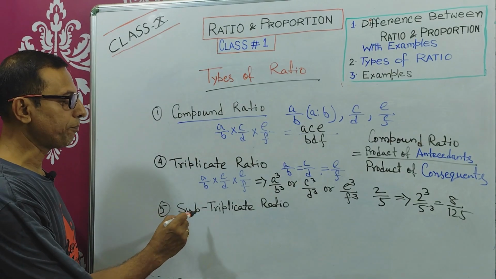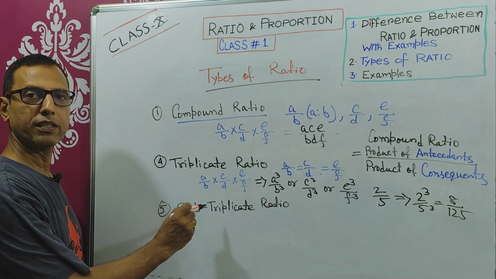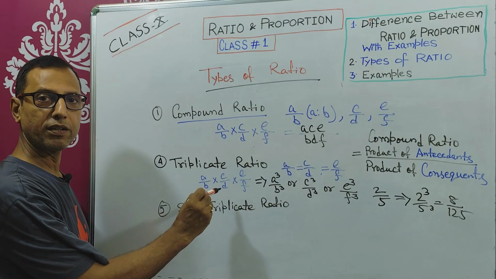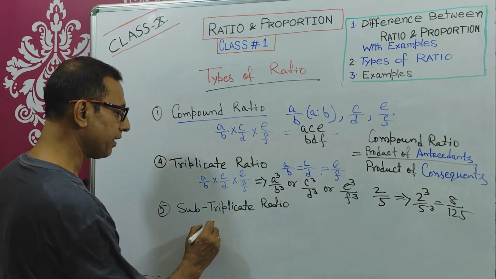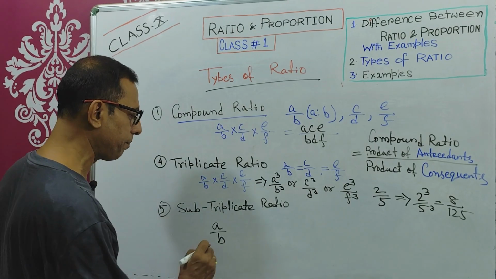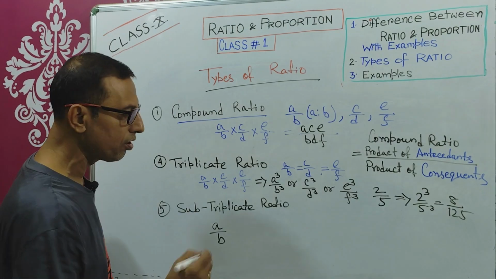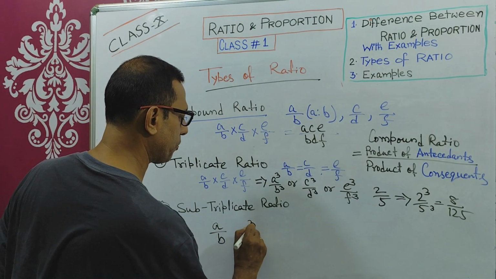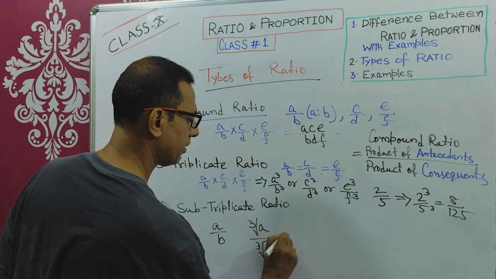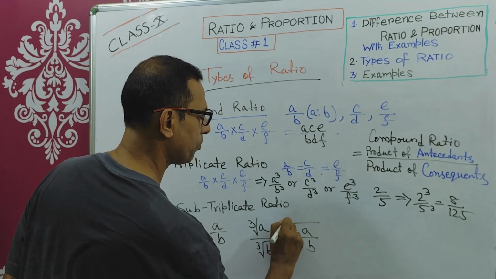Now similarly, the duplicate ratio is the square of the ratio, and the sub-duplicate ratio is the square root of the ratio. Similarly, for triplicate it is the cube of the ratio, and sub-triplicate is the cube root of the ratio. If the ratio is given as a by b, the sub-triplicate ratio is cube root of a by cube root of b, which equals cube root of a by b.